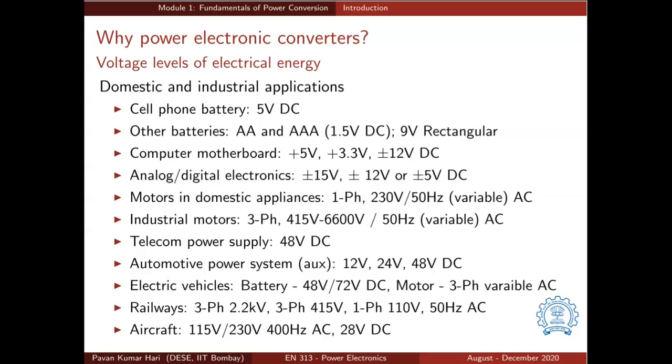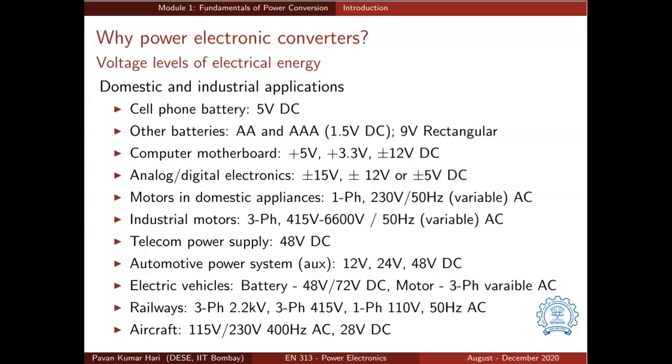The telecom power supply usually works on 48 volts DC. Auxiliary systems of a conventional automotive need 12 volts or 24 volts or 48 volt DC. If we consider EV batteries, they typically operate at DC voltages of 48 volts or 72 volts. Mahindra E2O has 48 volts or 72 volts variants. But the motor in an electric vehicle might need a 3-phase variable AC.